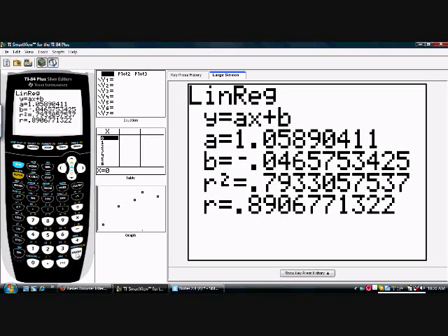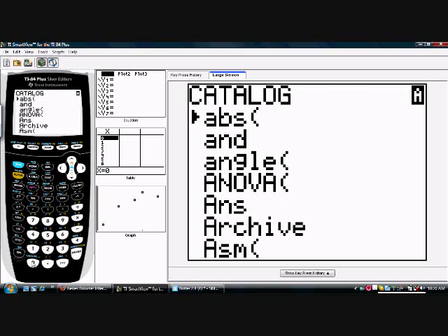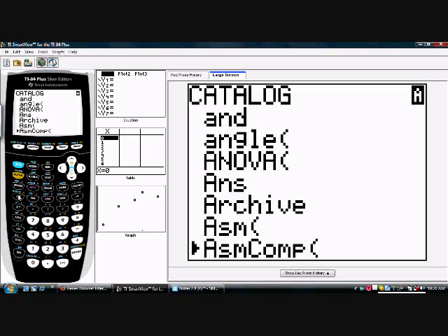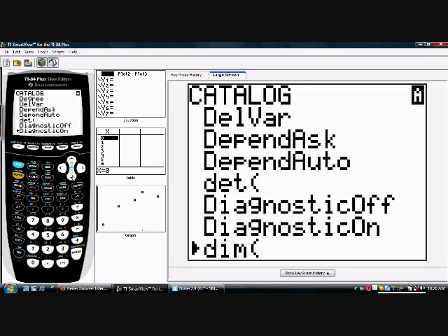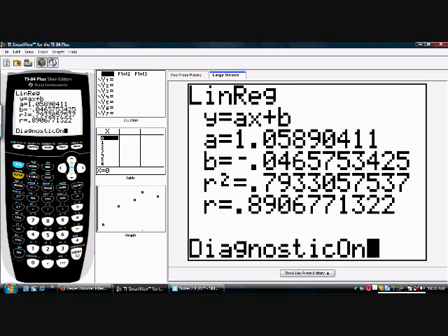Okay. So if you don't get the R and R squared, we're going to turn on what's called our diagnostics. Here's how you do it. You need to go to catalog. Catalog is under the 0, so you hit second, catalog. You need to arrow down until you get to the D's. We're looking for the words diagnostic on. I do happen to have a little shortcut to get me down there. Okay, I found it. I went too far. There you go. Diagnostic on. That's the one you're looking for. Then hit enter, and then you have to hit enter again to run your diagnostics.